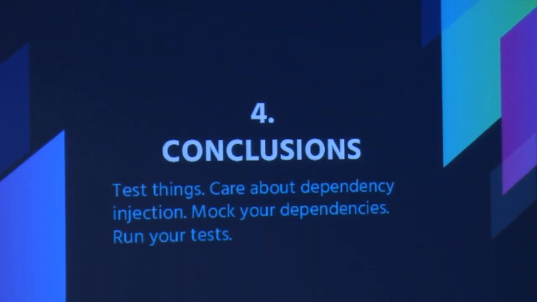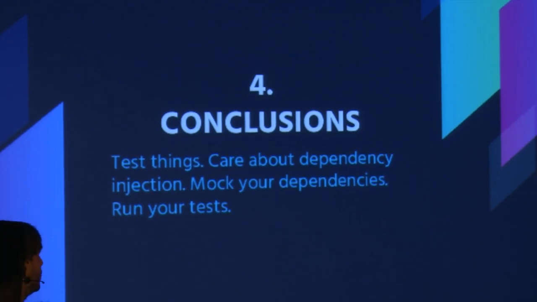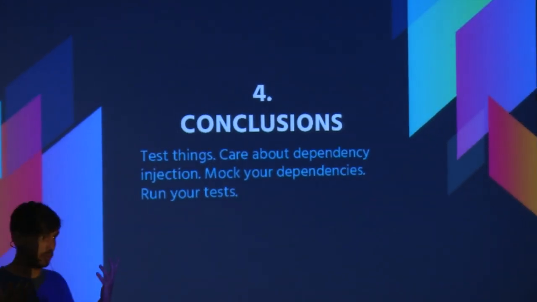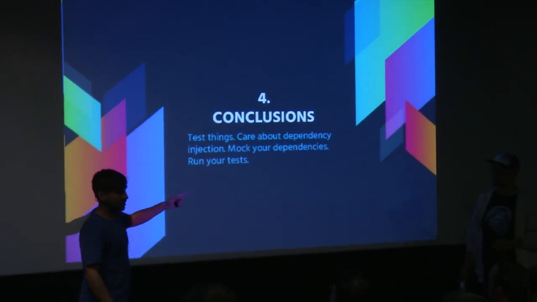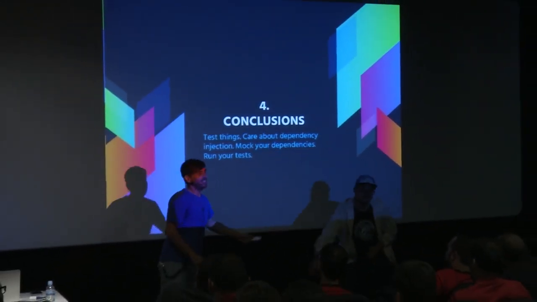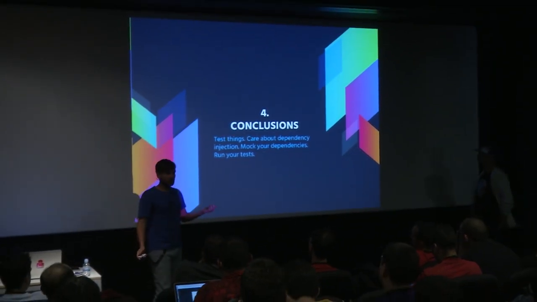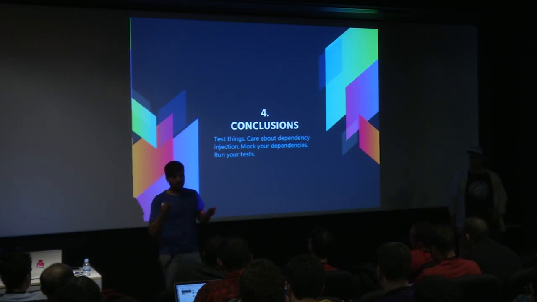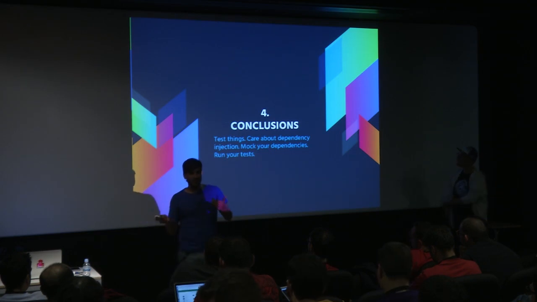So that's basically it. The conclusions are: do testing, because that ensures the quality of your code. You have to care about dependency injection, and you have to mock your dependencies in order to do the actual test. So these three are very related to one another. You cannot test things without doing dependency injection, and dependency injection is useless if you don't use mocks. And finally, run your tests. Find a way to integrate running your tests with your workflow. Whatever your workflow is, there's a way to make sure that you force yourself and the others to run the tests and check that everything is green.